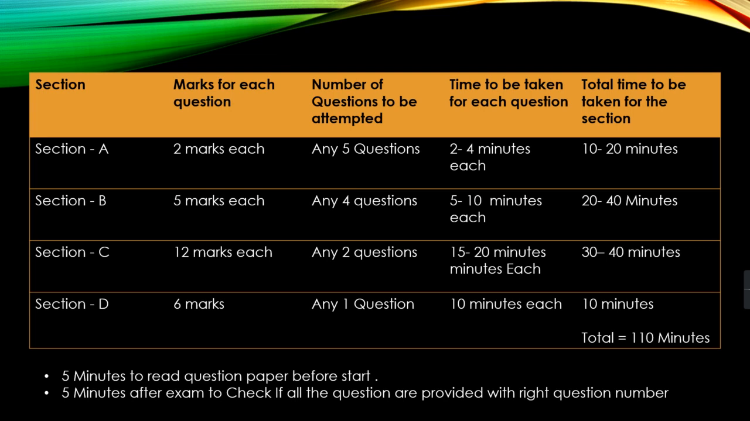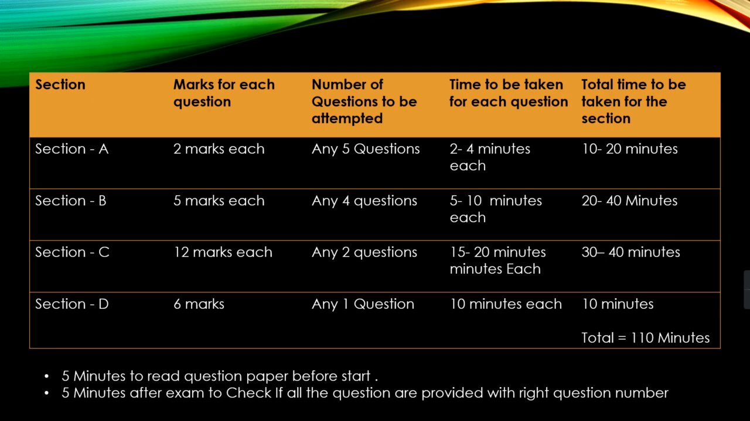Next, section C. Here you have each question of 12 marks, any 2 questions only. Here you should concentrate on each question. Since it is 12 marks, the minimum time it may take is 15 minutes, and the maximum time for each question should be 20 minutes only. It should be around 30 to 40 minutes for section C of 2 questions.